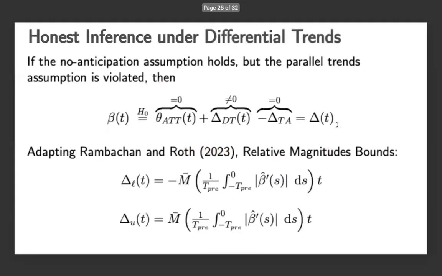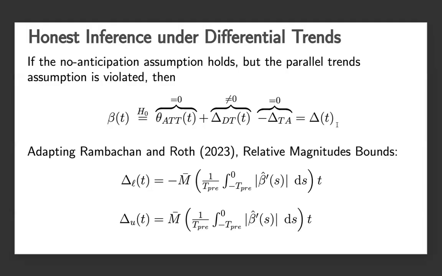Okay. And secondly, we discuss honest inference under differential trends, or under violation of the parallel trends assumption. So now we assume that we have the no treatment anticipation assumption, so delta TA is equal to 0, but we don't have the parallel trends assumption, so delta DT may not be 0. And now we need to find a way to find the range for delta DT.